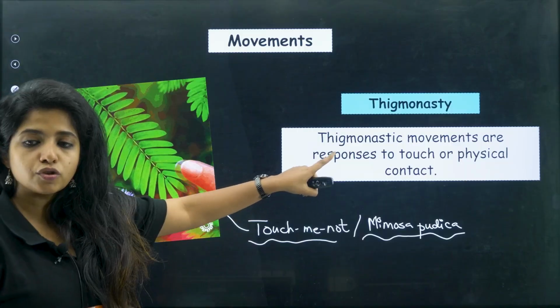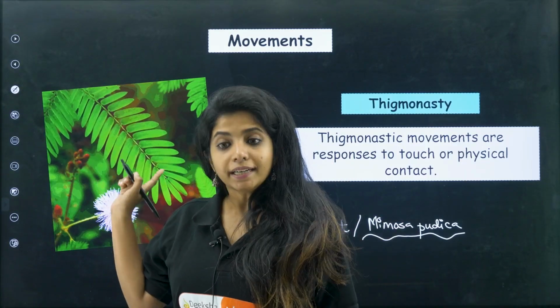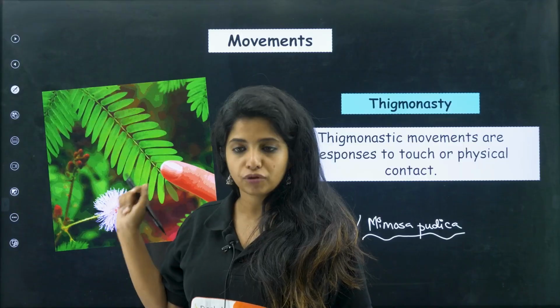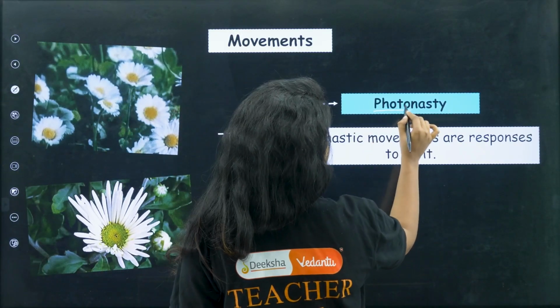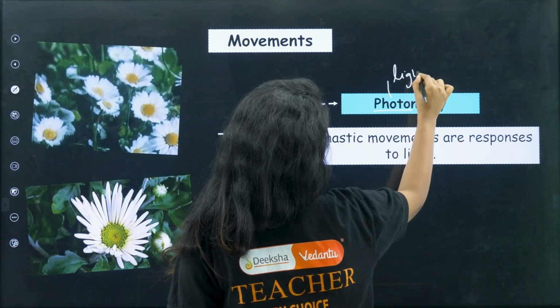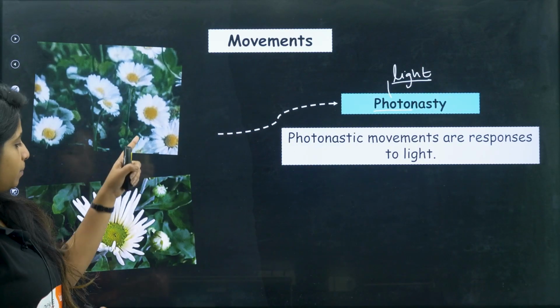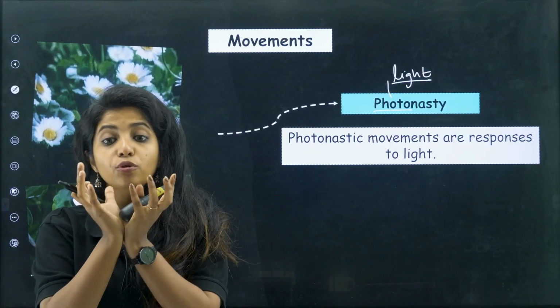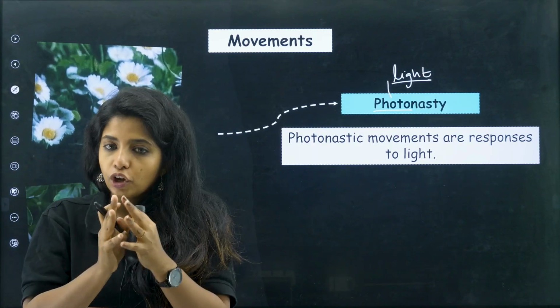Thigmonastic movements are responses to touch or physical contact. So this movement that you see is in response to touch, basically physical contact. Now the next type is photonasty, where the stimulus is photo. Photo means what? Light. The stimulus is light. For example, these daisy plants that you see over here bloom in response to light, or they close.